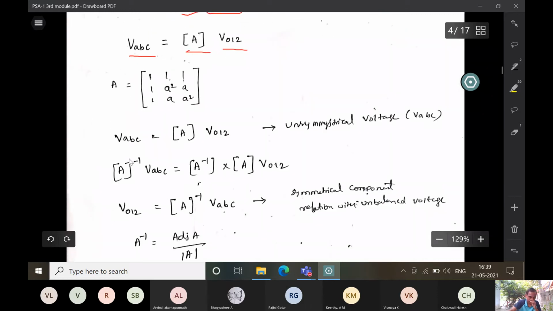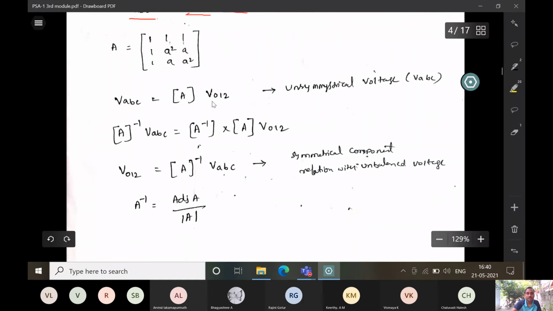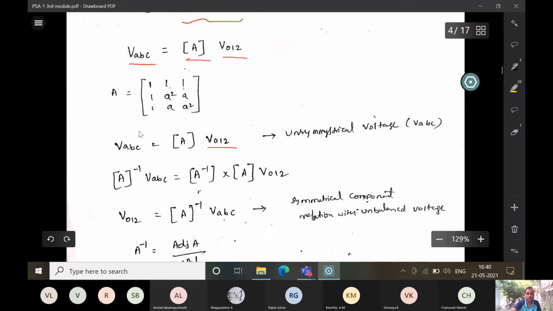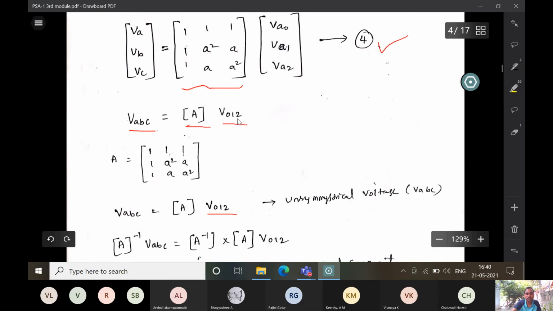So if you want to calculate V of 0 1 2, we have obtained VABC, that is the multiplication of VA naught, VA1, VA2 with the matrix A. Okay, so I want the VA naught, VA1 and VA2 equations.